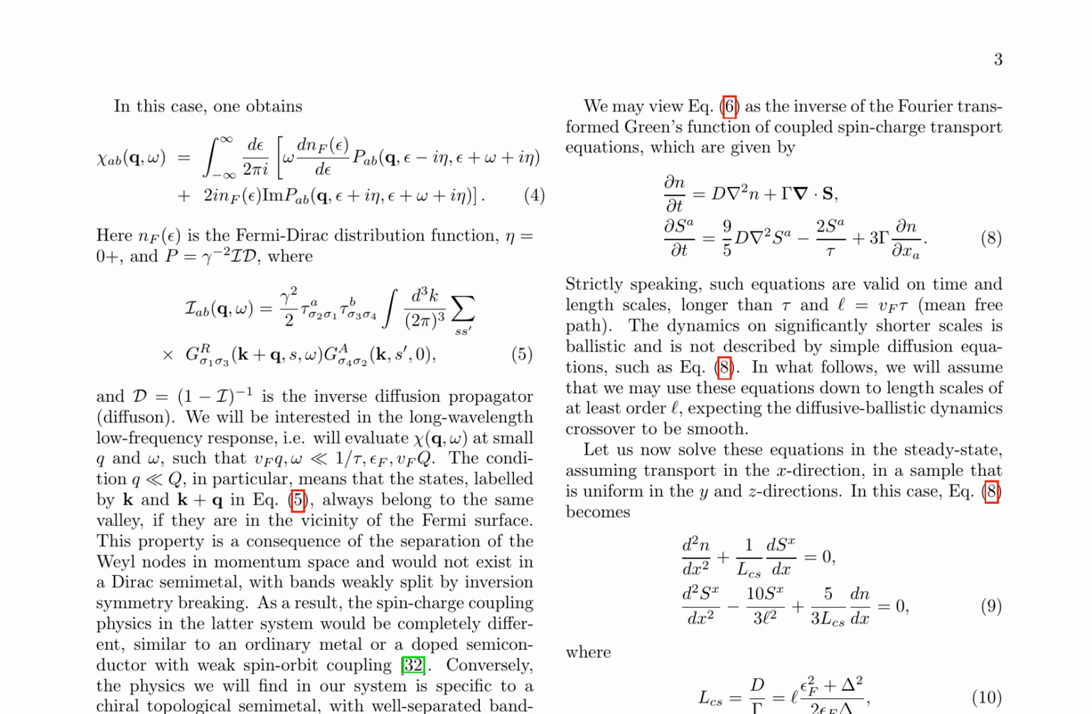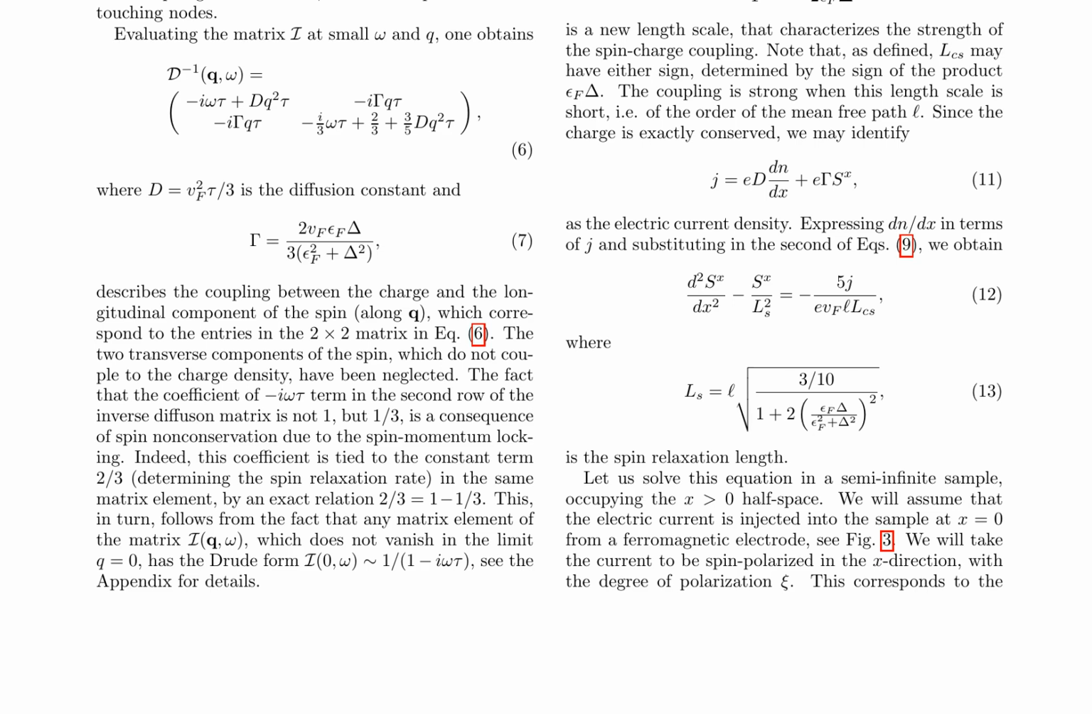By focusing on the long wavelength, low-frequency response, the authors simplify the expression for χ_ab(q, ω), assuming that states labeled by k and k+q belong to the same valley due to the separation of Weyl nodes in momentum space. This simplification enables the derivation of the inverse diffusion matrix, D(q, ω), which describes the coupled spin-charge transport equations. The matrix elements of D(q, ω) include terms related to the diffusion constant, D, and the spin-charge coupling, γ, determined by the product of the Fermi energy, ε_F, and the energy gap, Δ.